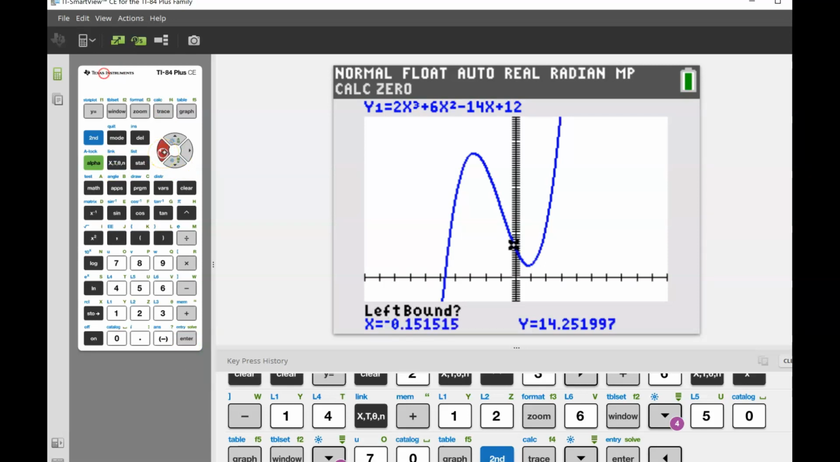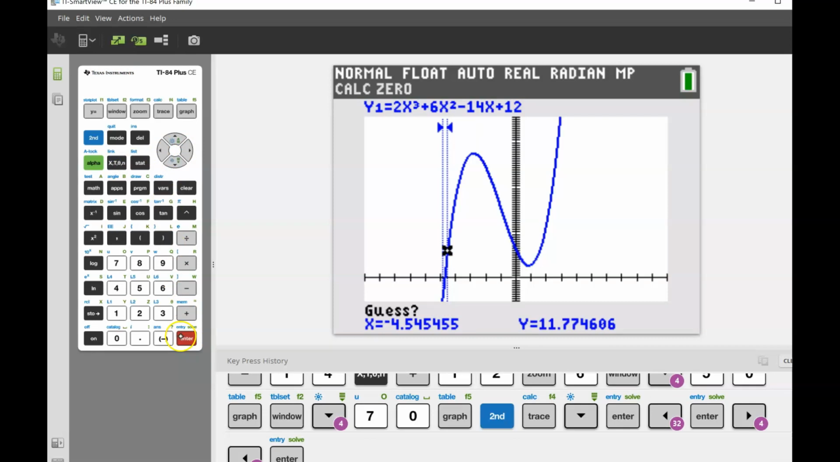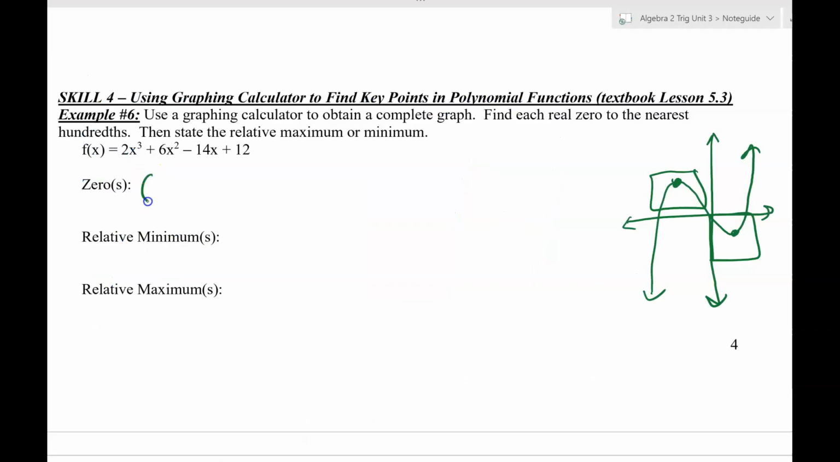And remember that every time you do one of these calculations, your calculator is actually doing a calculus procedure to estimate it. So it needs a range within to work and then an estimation of a starting point. So we give it a left side, and we give it a right side, and then we give it a guess. And so we get this value of negative 4.7. So we're going to go ahead and put that in our notes, that our 0 is at approximately negative 4.7.